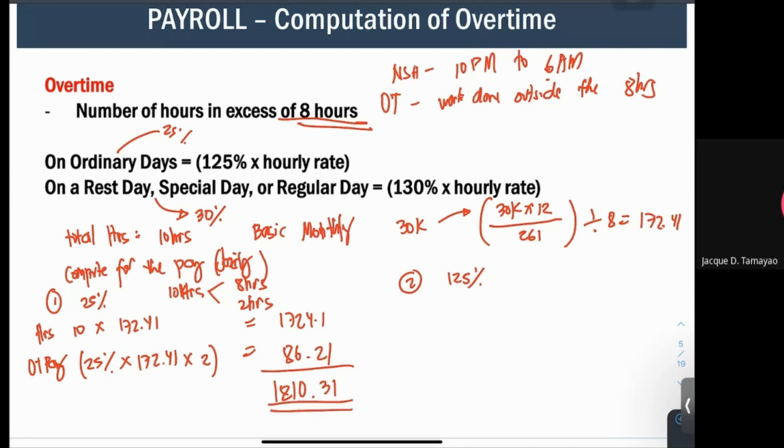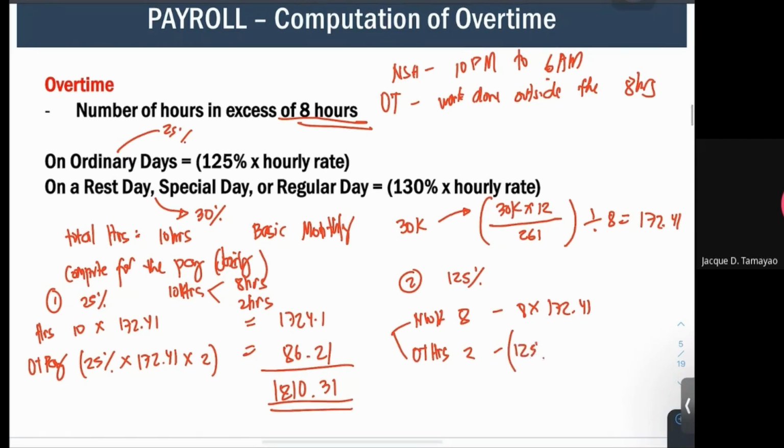What if we make use of 125%? So the normal working hours of 8 hours and the OT hours. Okay. So for normal working hours of 8 hours, this is 8 hours multiplied by 172.41. Here, for the OT hours of 2 hours, so 125% multiplied by 172.41 times 2 hours. So how much will we get here? 8 times 172.41.